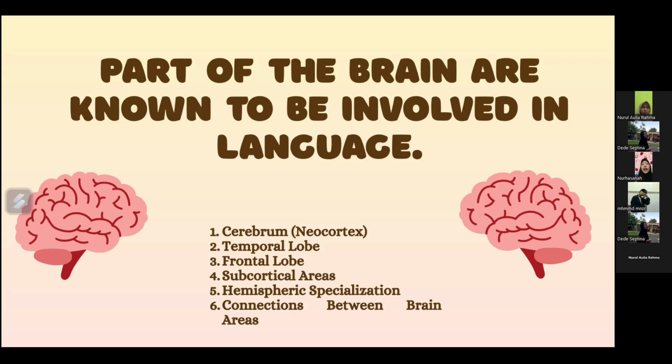And the second, we have the temporal lobe. The temporal lobe is the language understanding center. Why? Because this part of the brain is located near your ears. It helps us process sounds and understand words when someone talks to us. Inside the temporal lobe, there is a special area called Wernicke's area, which helps us make sense of words.